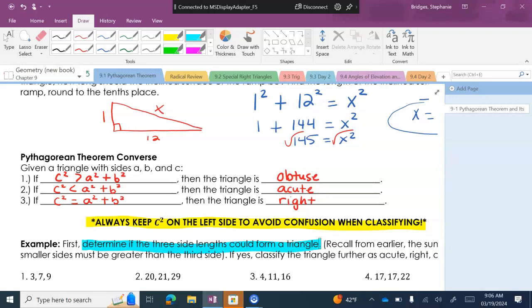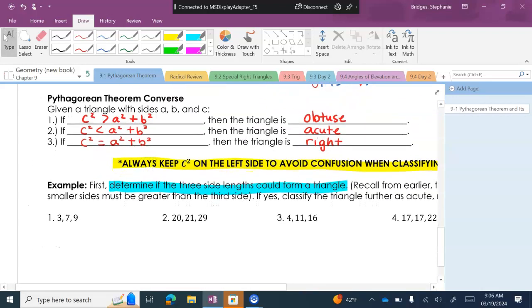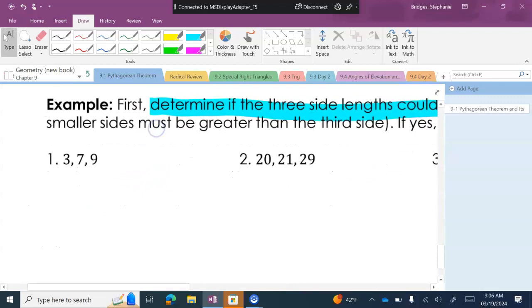A lot of the times your numbers are listed in order, so we do look at the first two, but every now and again they're going to change the order of them and try to confuse you. So it's always the two smaller sides. Is everybody ready? All right, let's take a look at the first one.